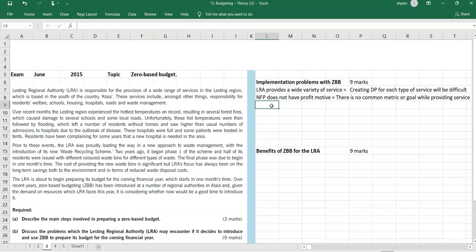So because of this, what would happen is, we will put it here: creating priority for decision packages will be difficult. Where should this organization spend its money? Should it spend on quality teachers, or quality buildings, or quality school uniforms and free books for the children? So what should be the priority? So creating priority for decision packages will be difficult.